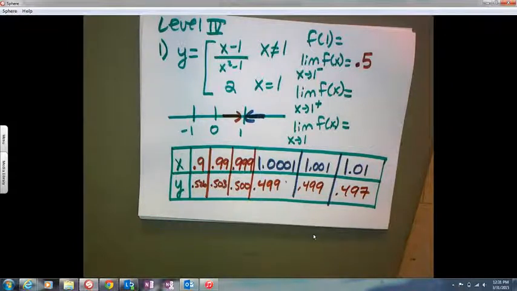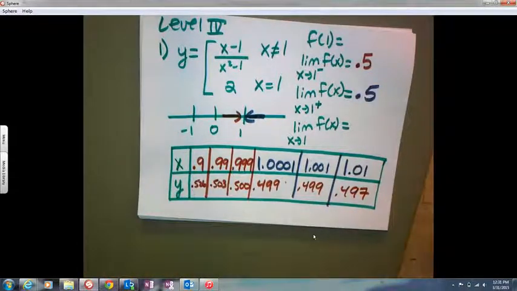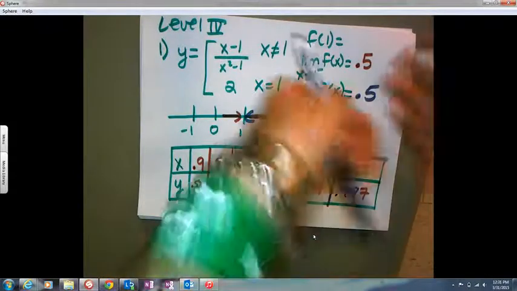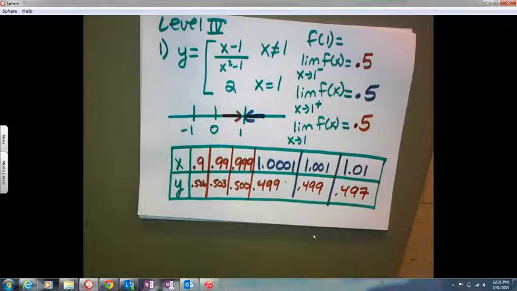And what is the double-sided limit? Well, the double-sided limit, we said, if the limit from the left equals the limit from the right, then the double-sided limit is exactly what that was. There we are. And now the last piece, verify that you agree with my f of 1.